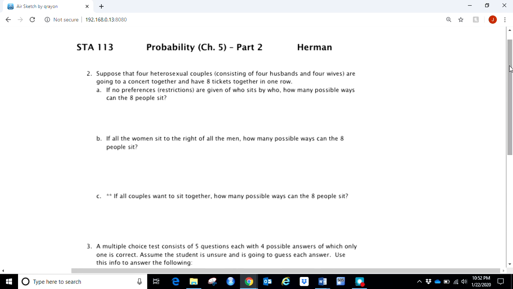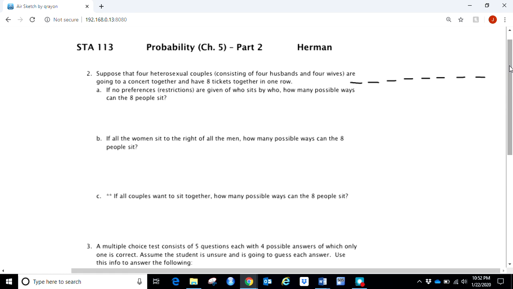So for problem 2, we have 4 heterosexual couples. So we have 4 husbands and 4 wives. And they're going to go to a concert together. And they have 8 tickets together in one row. So we have these 8 seats all together, right? All in the same row.